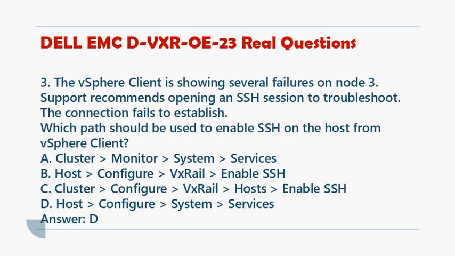3. The vSphere client is showing several failures on Node 3. Support recommends opening an SSH session to troubleshoot. The connection fails to establish. Which path should be used to enable SSH on the host from vSphere client? A. Cluster, Monitor, System, Services, B. Host, Configure > VxRail > Enable SSH, C. Cluster, Configure > VxRail > Hosts, Enable SSH, D. Host, Configure, System, Services. Answer: D.